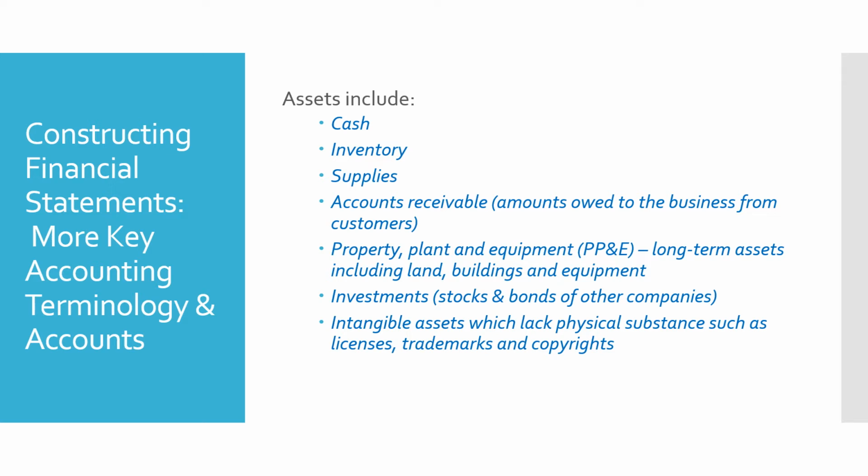Property, plant, and equipment is typically abbreviated PP&E. These are long-term assets, including land, buildings, and equipment. Investments are typically going to be the stocks and bonds of other companies, although there are other types of investments. And finally, intangible assets, which are long-term assets which lack physical substance and include such things as licenses, trademarks, and copyrights.